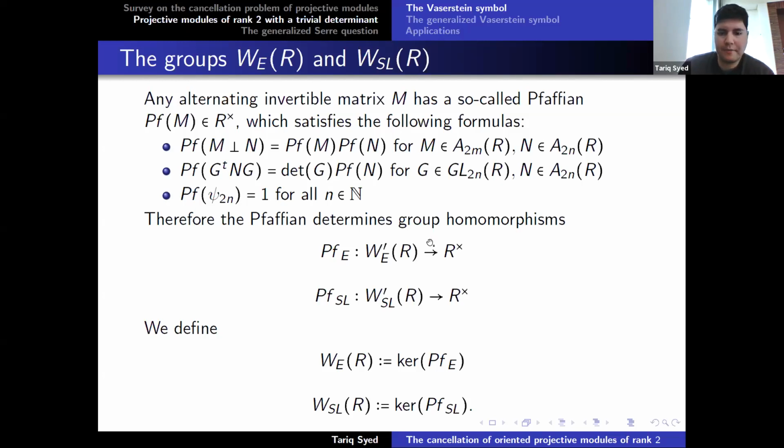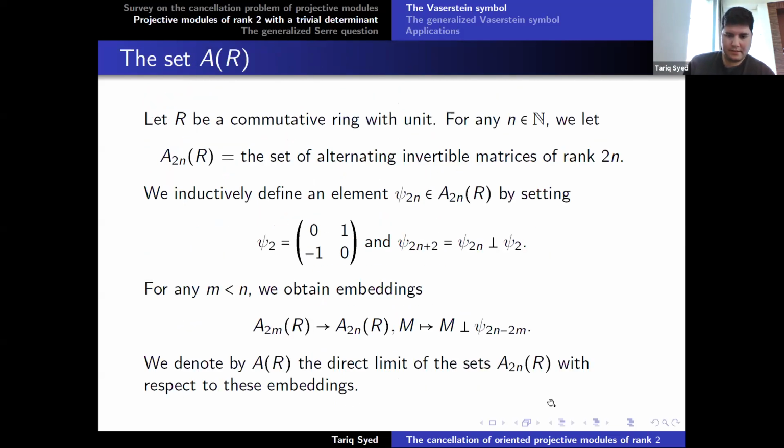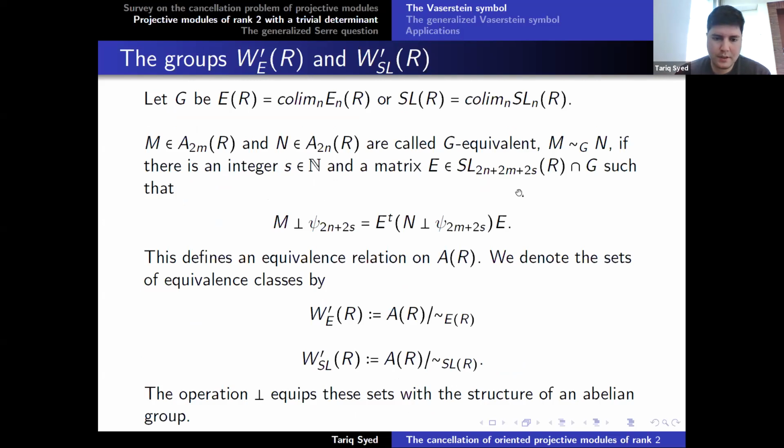And this is enough to conclude that the Pfaffian defines a group homomorphism from WE prime of R onto the units of R, and analogously from WSL prime of R onto the units of R. And the kernel of these homomorphisms is then WE of R and WSL of R, respectively. So it's basically the same group as before. If you look at the construction, we have this direct limit AR of all these alternating matrices. So we could have just chosen the subsets of alternating matrices of Pfaffian 1. And we could have defined the same relation and immediately could have defined WE and WSL by the same definition, just taking the subset of alternating matrices at each time of Pfaffian 1.